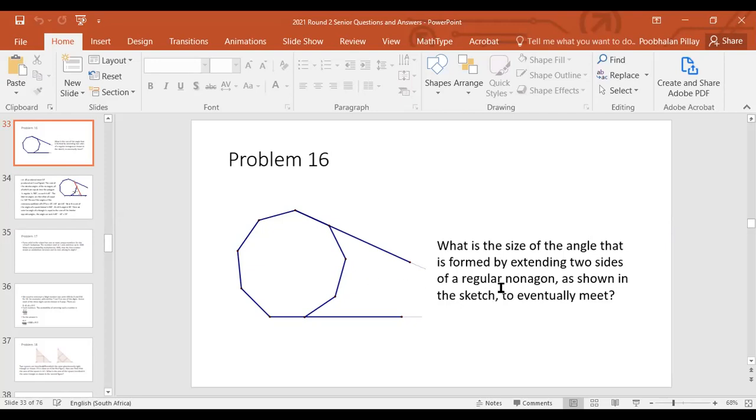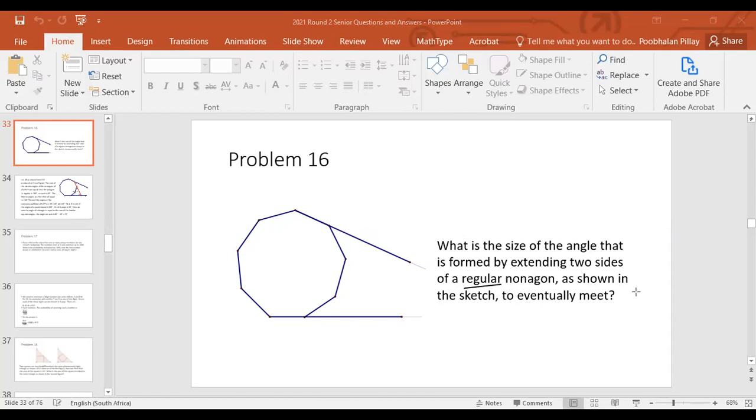And 2 of these sides are extended. And the question is, when they eventually meet, what is the angle formed by the 2? So that looks like quite a nice, challenging problem. Okay, this is a regular nonagon.